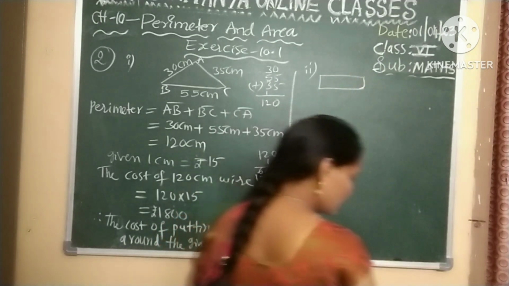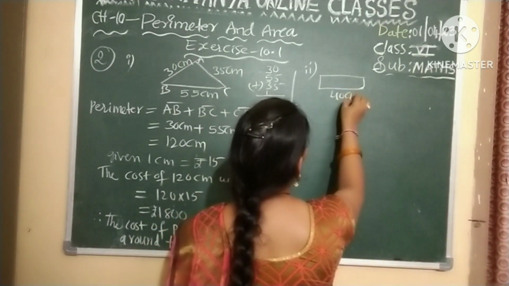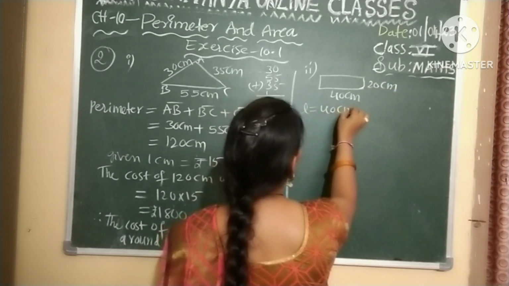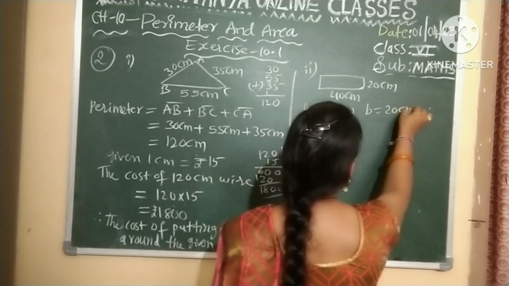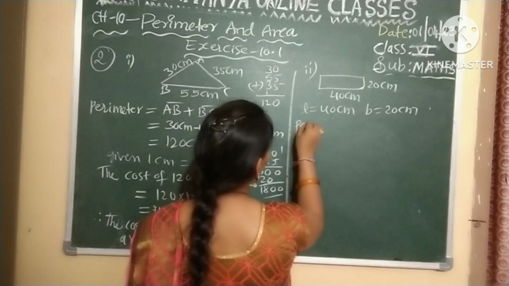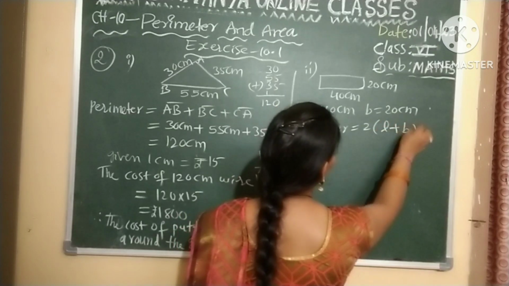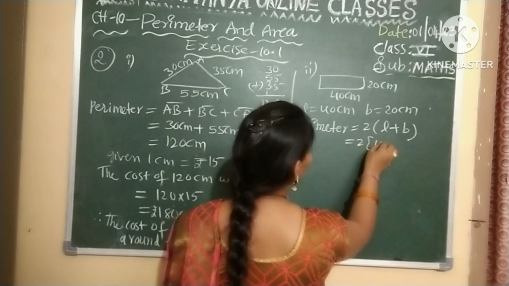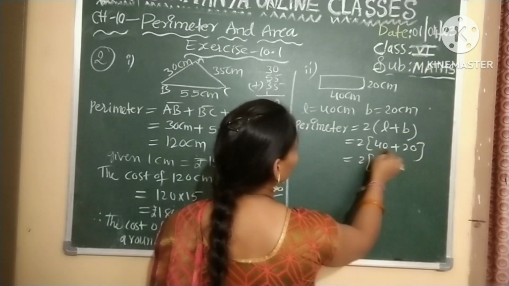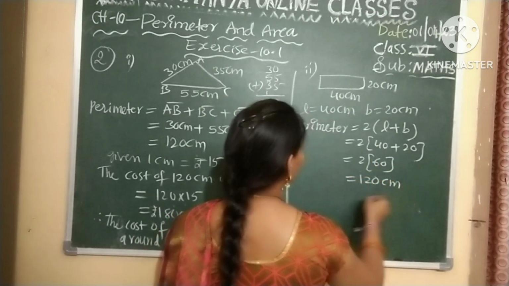Length is 40, breadth is 20. Length is 40 cm, breadth is 20 cm. Let us take L is equal to 40 cm, B is equal to 20 cm. Now we should find the perimeter of the rectangle first. Perimeter of rectangle is equal to 2 into (L plus B). Right? Now L is 40, B is 20. 2 into (20 plus 40), 60, which is equal to 120 centimeter.